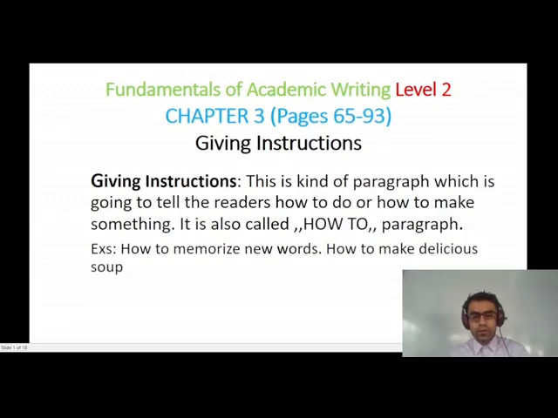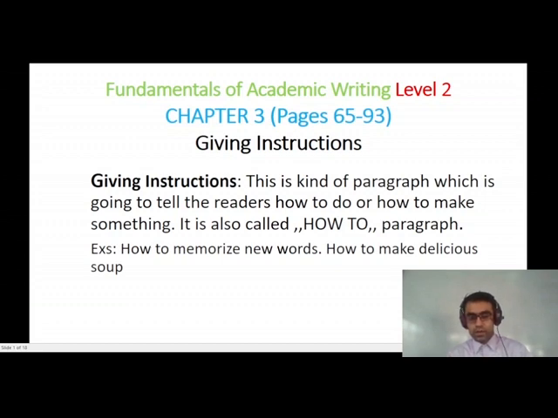Hello everyone. Today we are going to talk about chapter 3 from page 65 to page 93, which is about giving instructions. So giving instructions, this is a kind of paragraph which is going to tell the readers how to do or how to make something. It is also called how-to paragraph. For example, how to memorize new words.